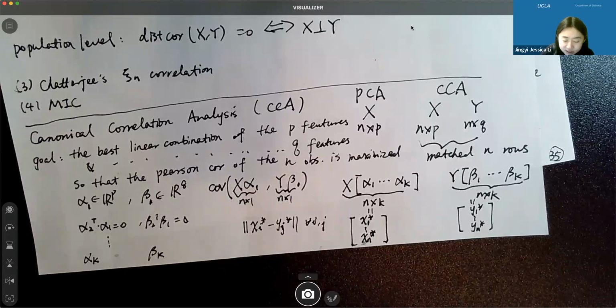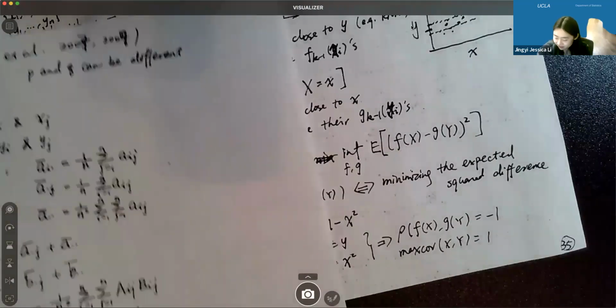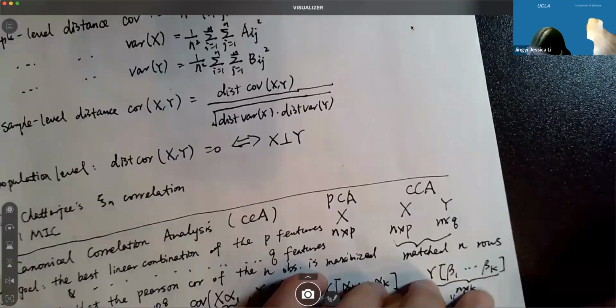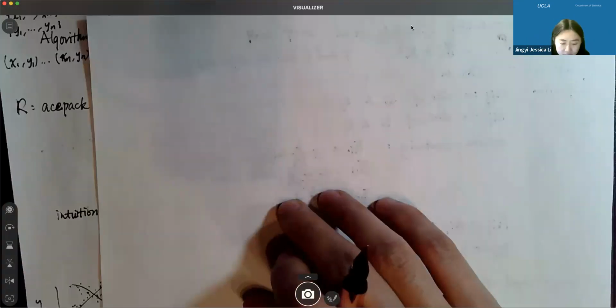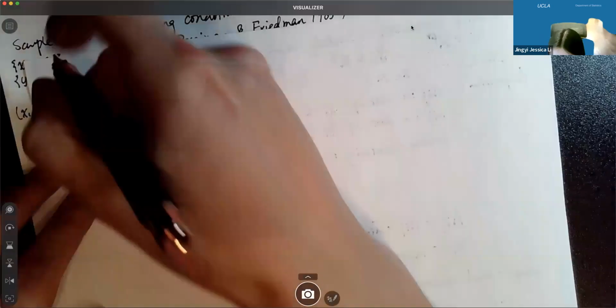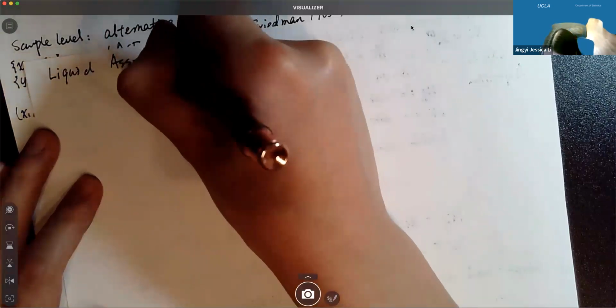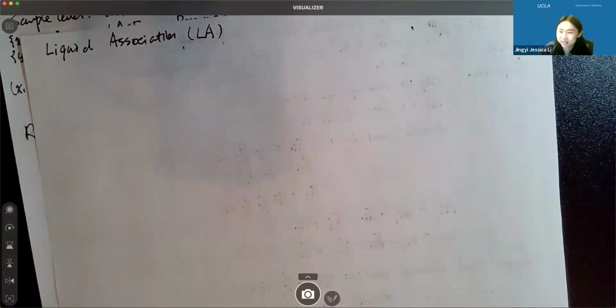Okay, so if not, I will just quickly use the remaining 4 minutes to talk about one thing I think is really nice to know, especially for our UCLA students. This one is something which I also personally think is very elegant. It was developed by my senior colleague, Professor Ker-Chau Li. So this is called the liquid association. I'll quickly introduce it. It is short as LA, so that's why I said the name is very relevant.